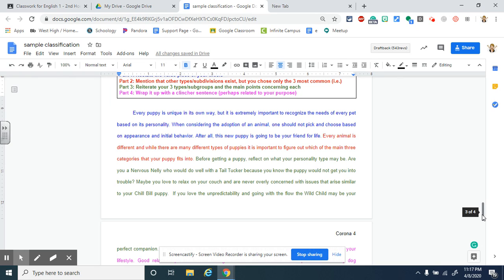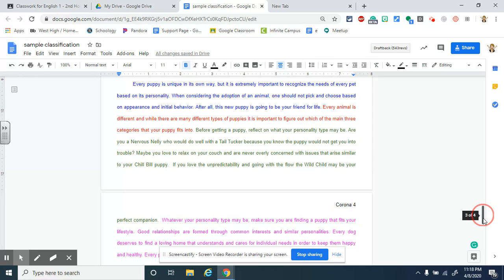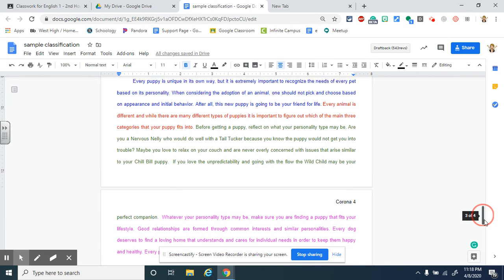Before getting a puppy, reflect on what your personality type might be. Are you a nervous Nelly who would do well with a tail tucker because you know the puppy would not get you into trouble? Maybe you love to relax on your couch and are never overly concerned with issues that arise, similar to your chilled Bill puppy. If you love the unpredictability and going with the flow, the wild child may be your perfect companion.